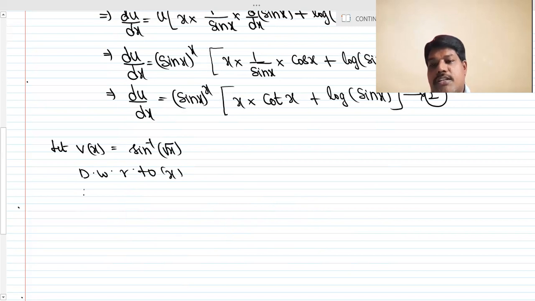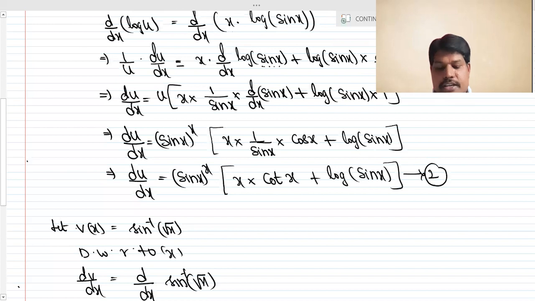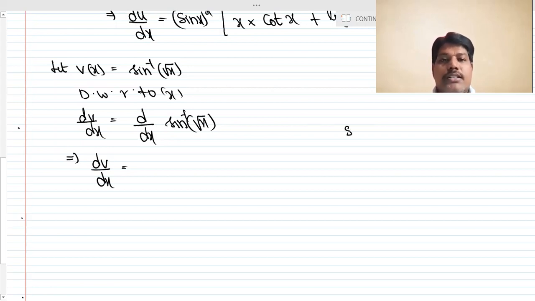So that is dv by dx. dv by dx is equal to the derivative of sin inverse of root x. That implies dv by dx is equal to the derivative of sin inverse of f of x. First, you have to understand, students, what is the derivative of sin inverse x?